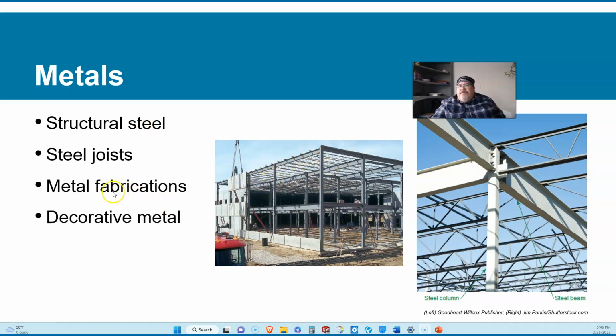Then you have metal fabrications, things that just take raw pieces of metal, cut them to size, to fabricate objects, doors, openings, stairwells, fencings, gates. Decorative metal, again, maybe the gate is structural, maybe the gate is of security.